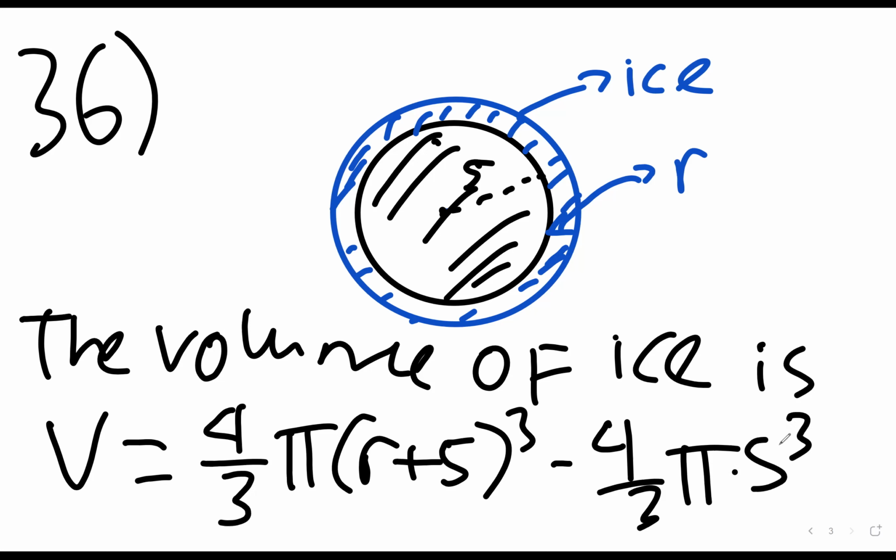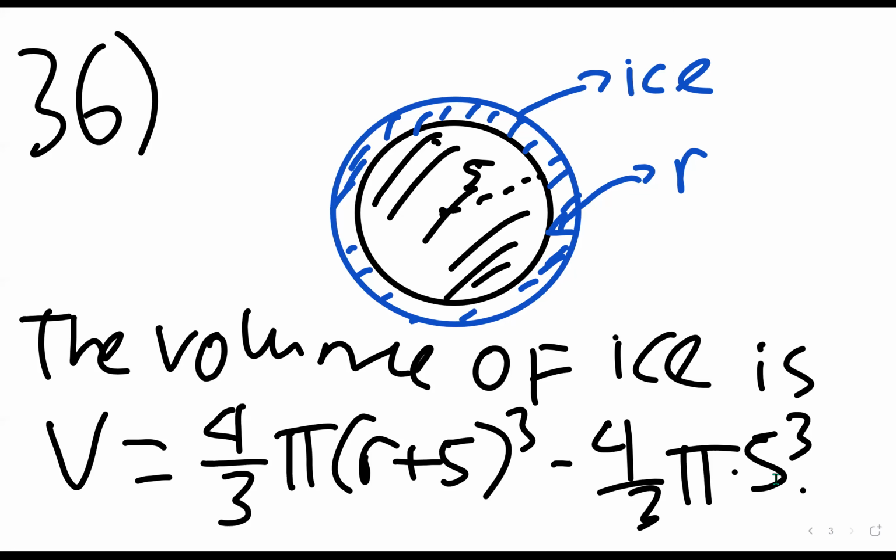Okay, so it's just simply the volume of the iron plus the ice minus the volume of the iron only. That will be the volume of the bigger ball minus the volume of the smaller ball. All right, is it clear to this point? Okay, so now let us take a look at the equation once again.